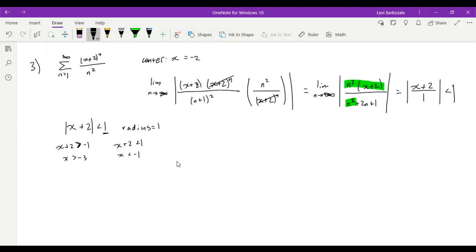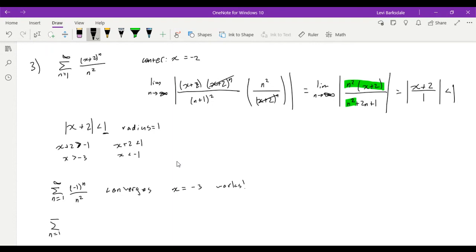And in this case, we would get negative 3 plus 2 is negative 1. So negative 1 to the nth over n squared. Well, we know that 1 over n squared converges by the p-series test, so the alternating form should also converge. So this converges, which means that x equals negative 3 works.